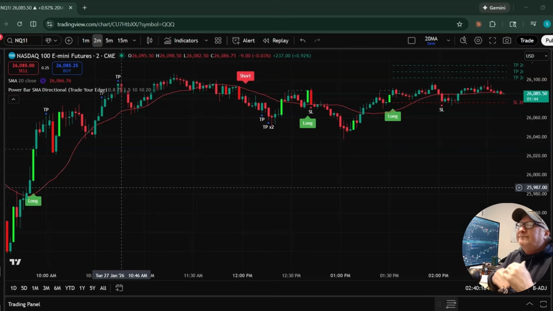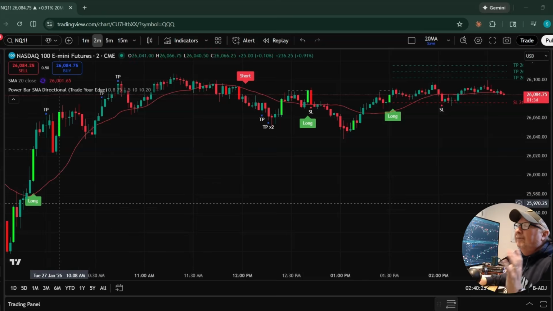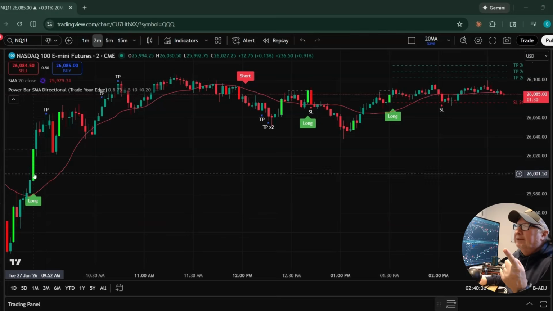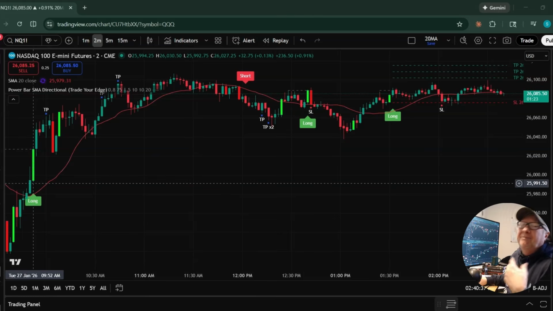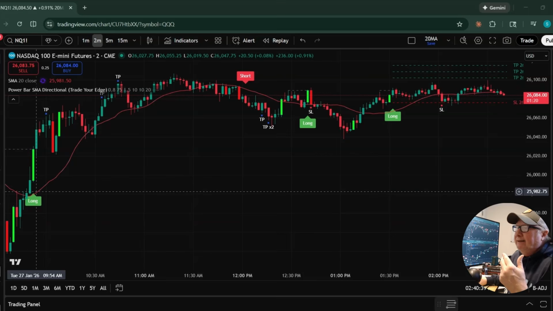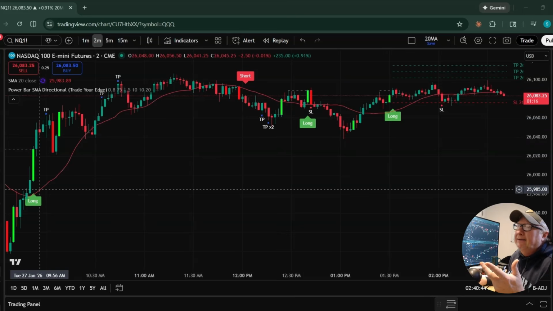But what I want to do is go through quickly what the power bar setup is and then talk about how to trade the power bar setup. The power bar setup is a power bar, which is a candle that's larger than the candles around it. It needs to originate or begin near the 20 simple moving average, which is the only line I have on my chart. I like my charts as clean as possible.